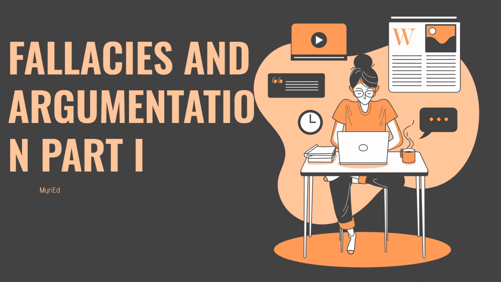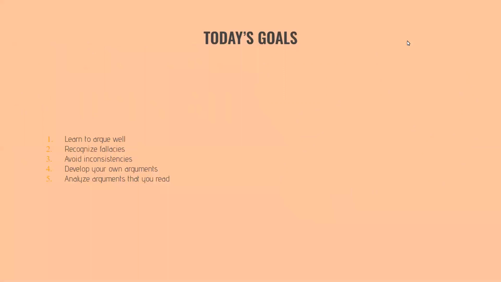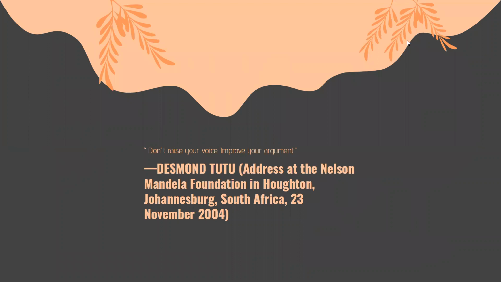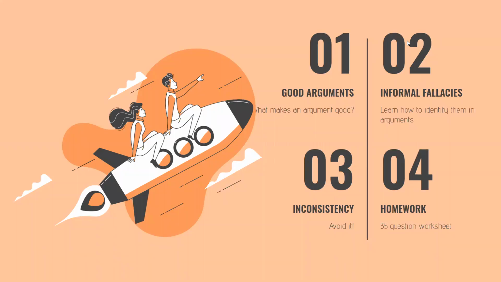Today's lesson is on fallacies and argumentation. So today's goals are to learn to argue well, recognize fallacies, avoid inconsistencies, develop your own arguments, and analyze arguments that you read. The quote of the day is, "Don't raise your voice, improve your argument." And the topics we'll be going over are good arguments, informal fallacies, inconsistency, and then the week's homework.